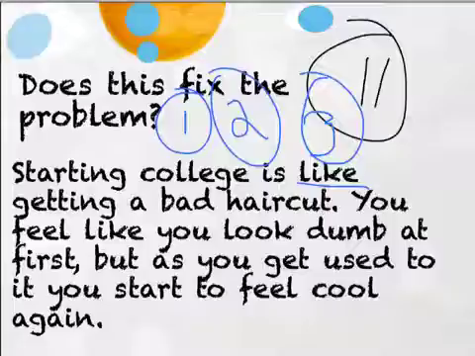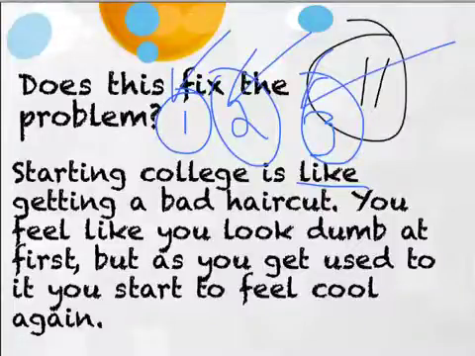But then as you get used to it, you start to feel cool again. You start to feel more like yourself. Same with getting a bad haircut. I'm sure everyone has gotten a bad haircut before. You feel kind of dumb at first, but then as time goes on, you get used to it. Or if you don't get used to it, it grows back. And hey, you're not feeling dumb anymore because your hair's come back. So it follows all 3 of our rules. Rule number 1, number 2, number 3. Therefore, it is a good use of an analogy.